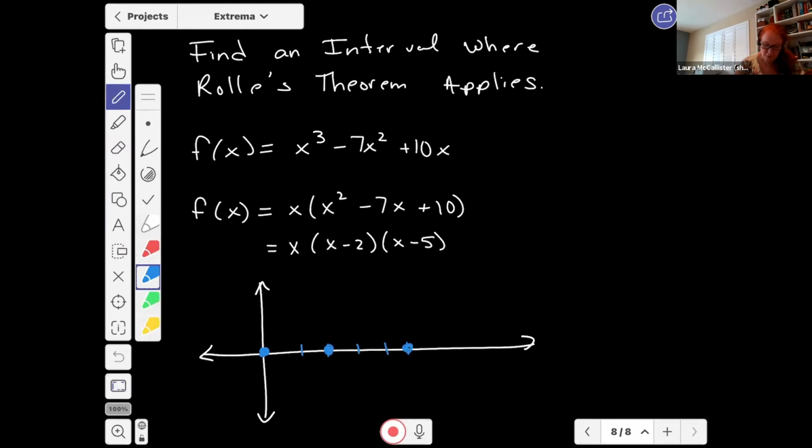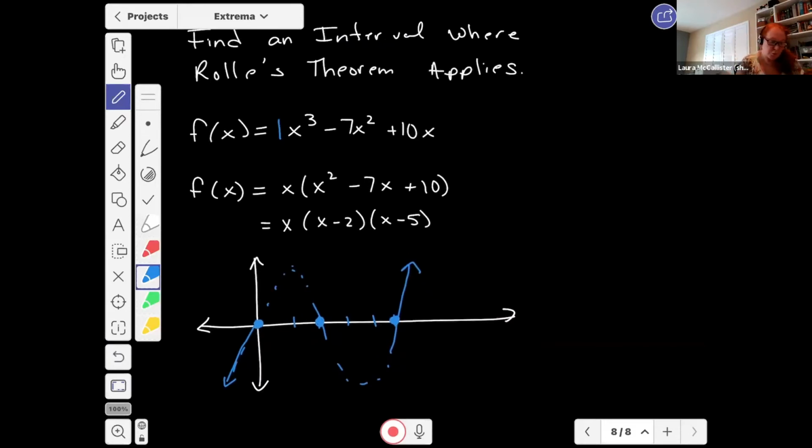And I know a 0 happens at 5. This is a positive, so I know the graph comes up, starts down, ends up. It's going to come up. I don't know how high it's going to go, but then it has to come down. Goes through this. I don't know how low it's going to go, but then I know it must come up.